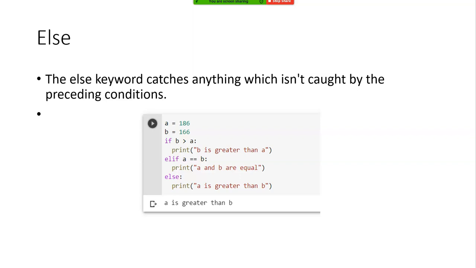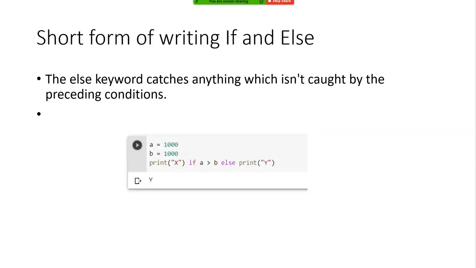So we have seen if, else if, and else. What is the short form? You can straight away come here, right? Print x if a is greater than b, else print y, right? You can write this in a single sentence. We saw that earlier as well, right? It will understand.